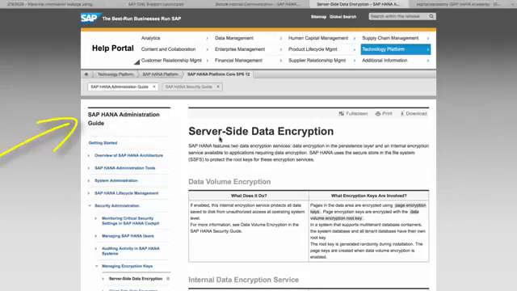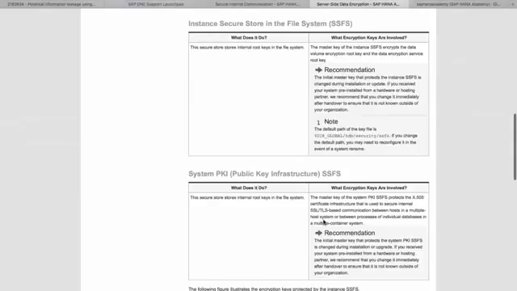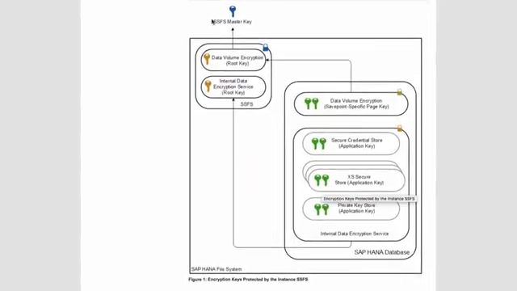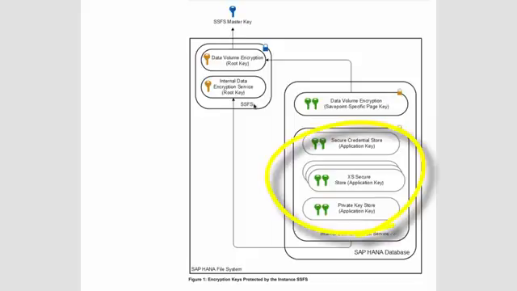This is documented here in the administration guide, server-side data encryption. And if we scroll down a little bit here, we'll see this SSFS master key for the SAP HANA instance. And it protects two root keys, one for data volume encryption and one for the internal data encryption service. Now, in this video, we're not going to cover data volume encryption. It's not very likely that you will be doing that on your VM. However, we are concerned with this root key for the internal data service encryption, as it protects these three services: secure credential store, access secure store, and the private key store.